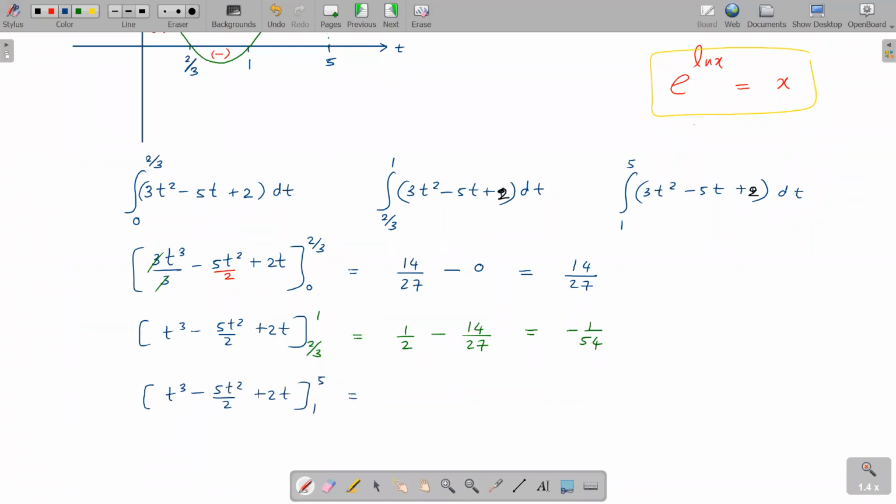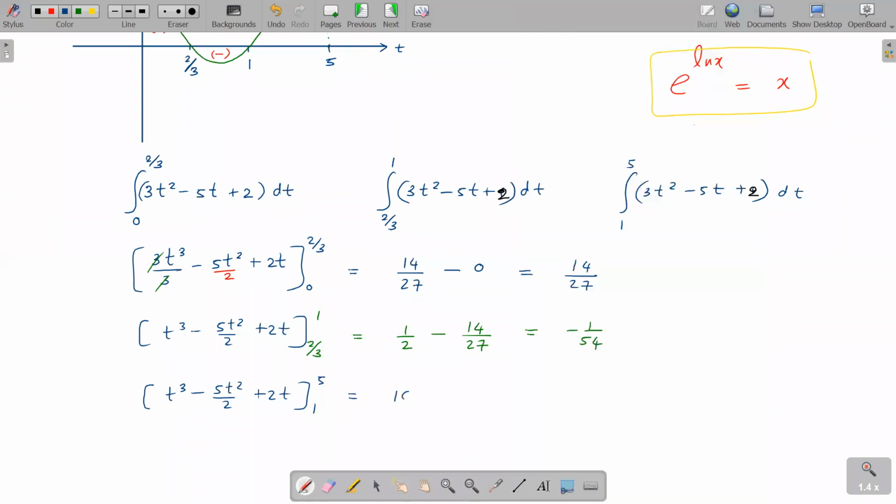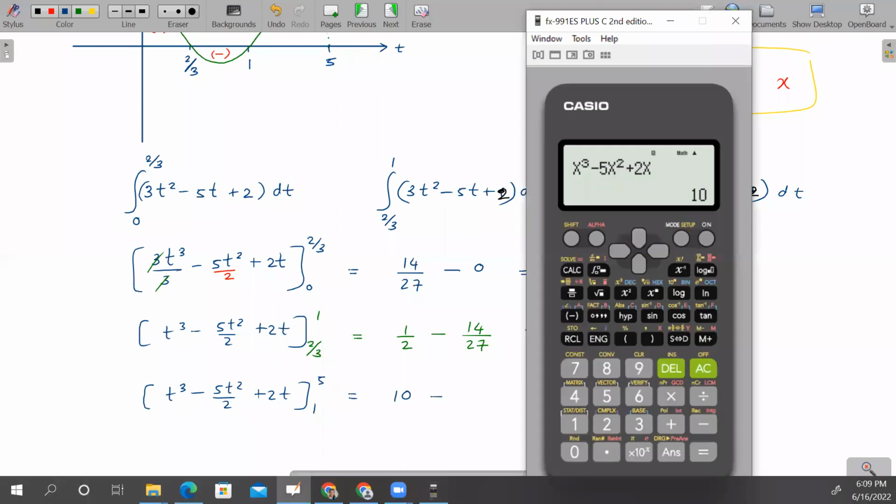What do I get? First, I will replace all the t values with 5. What do I get? I get 10 minus, next I'll replace all the t values with 1, and I get minus 2. Is that correct? Calc when t is 1. Oh, sorry, 5 over 2. Sorry, I'm using the wrong equation. This one.